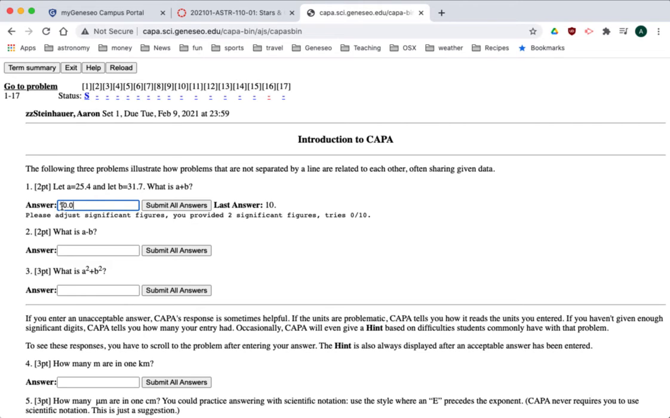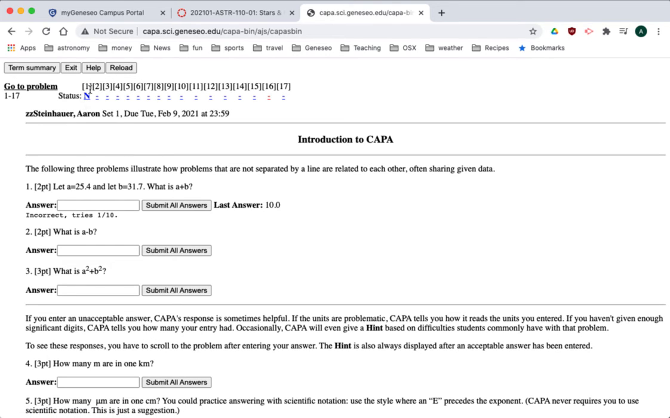If you know that the answer is 10 and that's it, sometimes you'll have to put a decimal and another 0. This now has 3 significant figures. The 1 before the decimal and the 0 after the decimal is automatically counted as significant. So if I submit all answers now, it should evaluate it. And it has, in fact, evaluated it. And it's told me significant figures is no longer a problem, but that this is not the right answer.